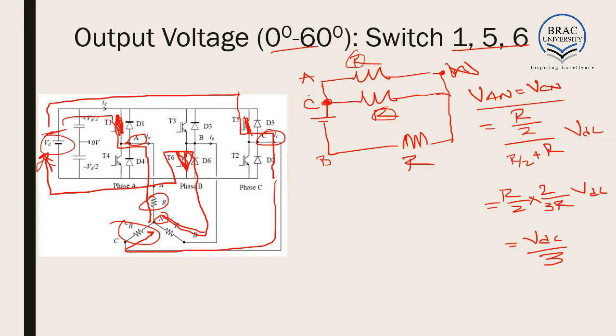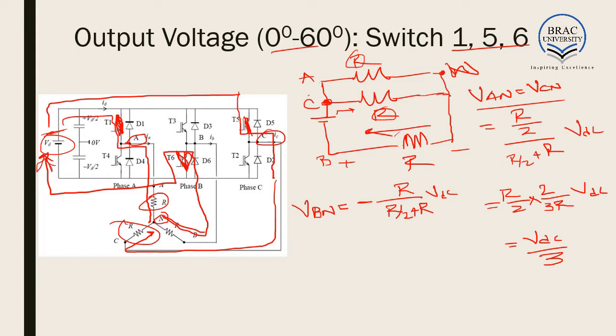Now what would VBN be? VBN would be minus R divided by (R by 2 plus R) times VDC. Now why the minus sign? This is because of the current direction. Current flows from the positive and ends at the negative, but the voltage we are considering is in the opposite direction. So current flows from minus to plus, and as a result the output voltage is negative.